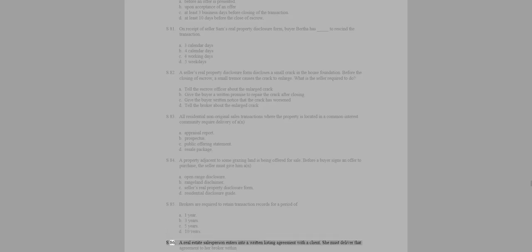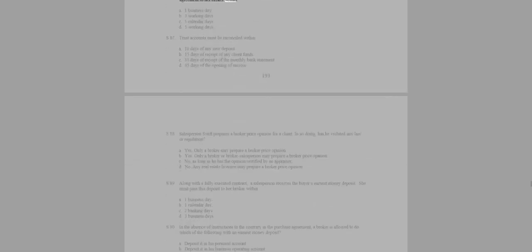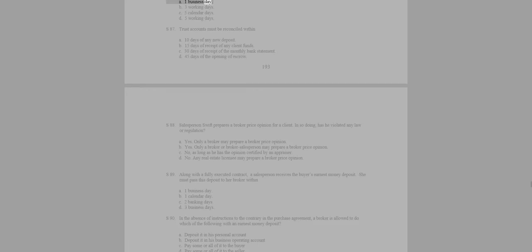S86. A real estate salesperson enters into a written listing agreement with a client. She must deliver that agreement to her broker within A. 1 business day. B. 3 working days. C. 5 calendar days. D. 5 working days.